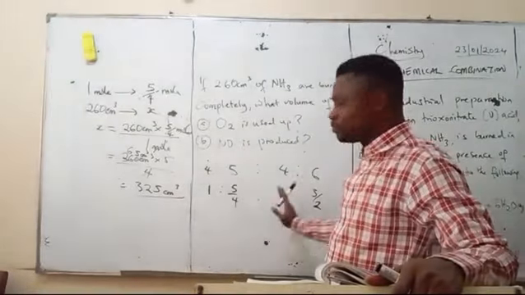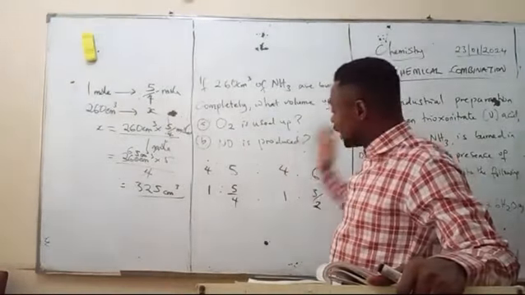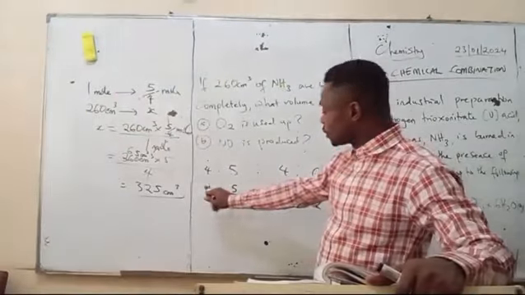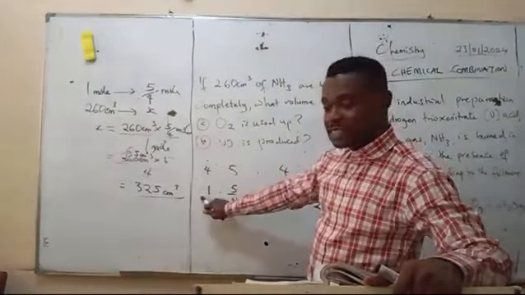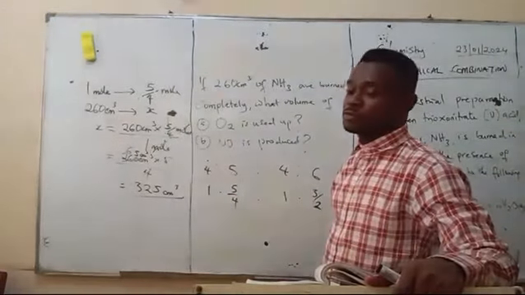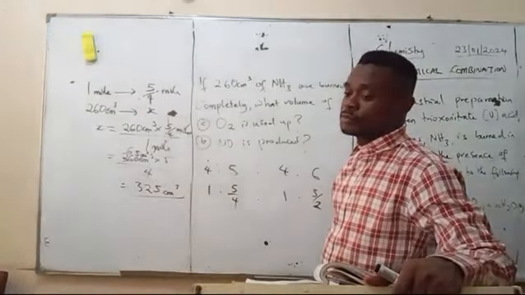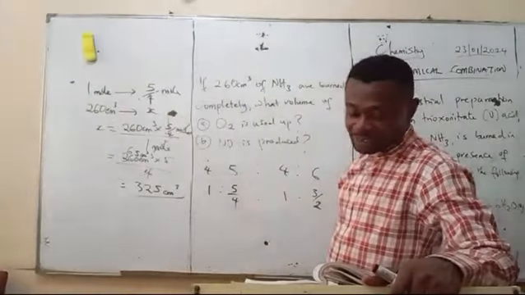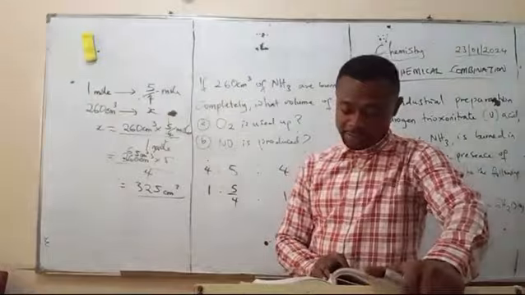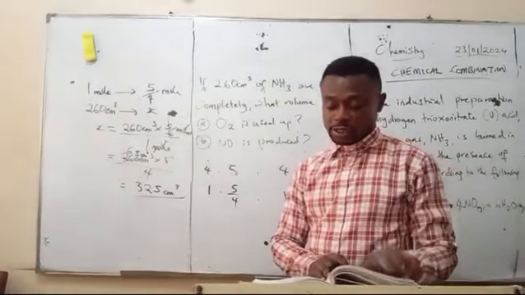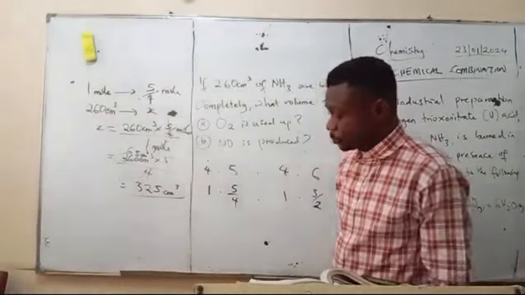So this one is simple. The answer is 260, because they are in a ratio of 1:1. If 1 cm³ or 1 volume yields 1 volume here, therefore 260 volume will yield 260 volume. Is it clear? So no need writing this one on the board. The answer is 260 cm³. You can put it down.